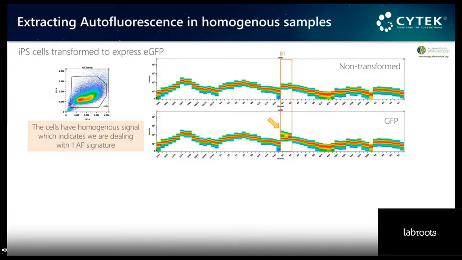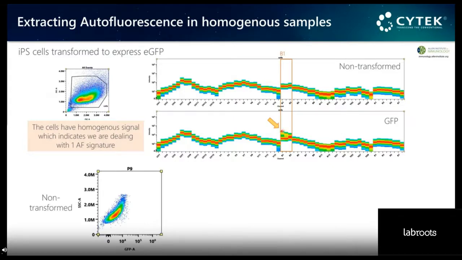Critically, when the cells were transformed to express GFP, this is how they look. We are seeing the GFP in primary detector B1, but below it the background autofluorescence emission in the cells, even when they don't have any fluorescent protein, which might make it really difficult to distinguish what's the real positivity. So if we go and do unmixing with and without autofluorescence extraction, let's see what we get.